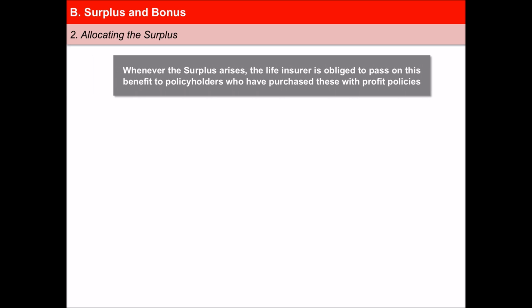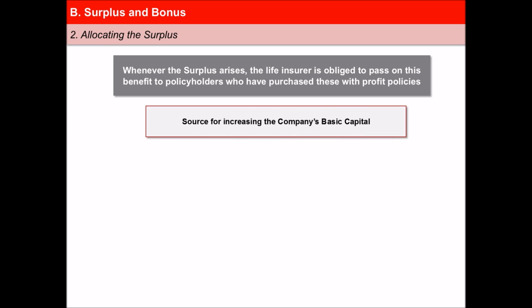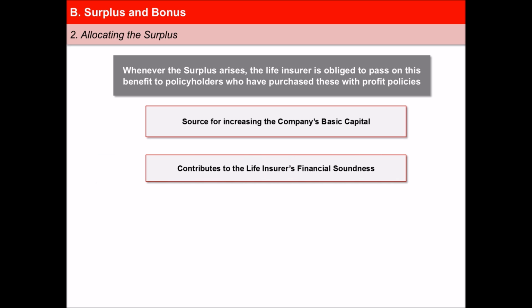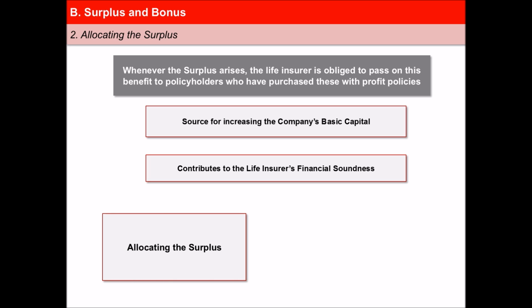Now we will look at the process of allocating the surplus. Whenever the surplus arises, the life insurer is obliged to pass on this benefit to policyholders who have purchased with profit policies. At the same time, surplus is also a source for increasing the company's basic capital. It contributes to the life insurer's financial soundness. Let us now look at the methods of allocating the surplus.